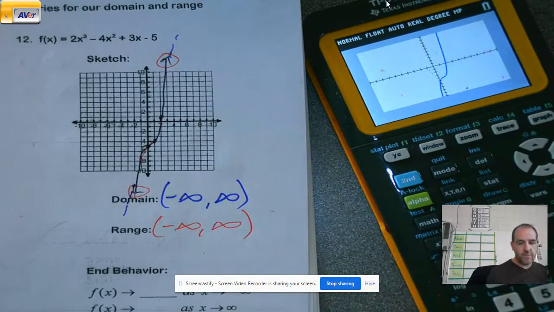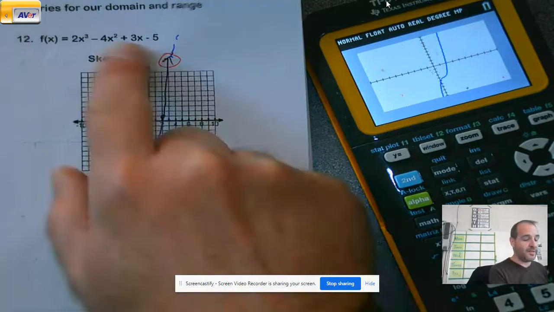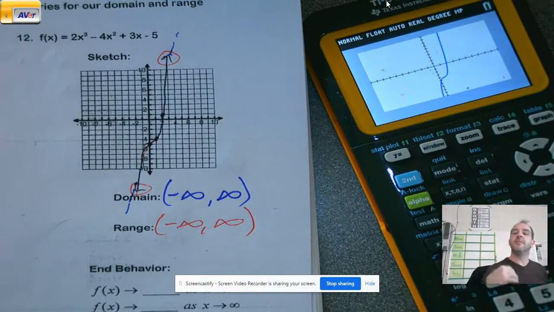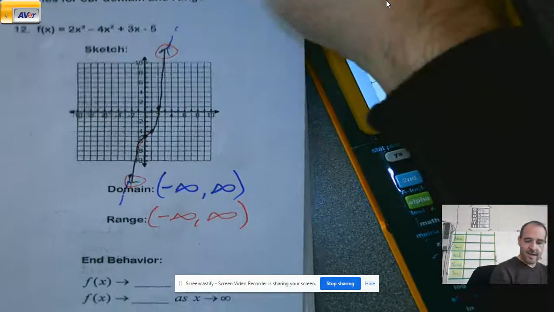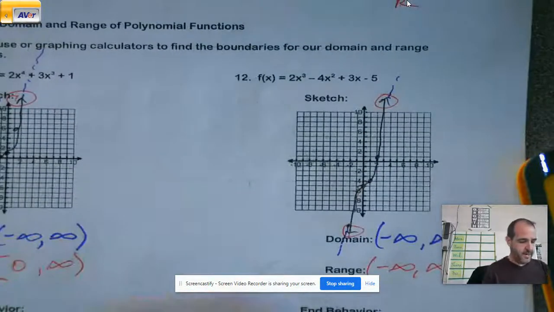You'll start learning with these that if you have even degrees, you're going to see the similar domain and range, and you see odd ones like 3 or 5 or 7, you're also going to see similar things, but that's a little more down the road. Okay, end behavior. All right, one more time for our handy dandy chart here.